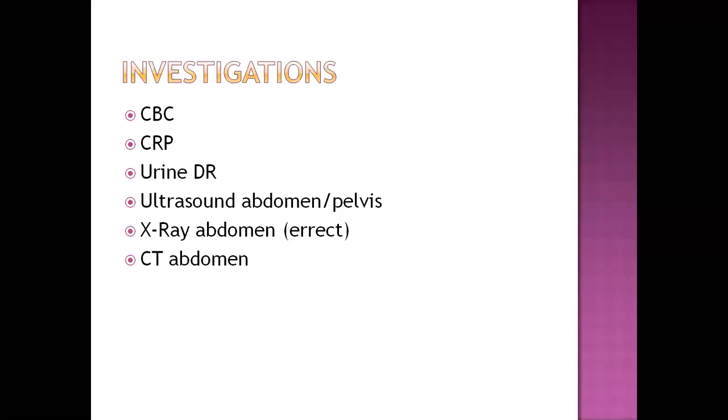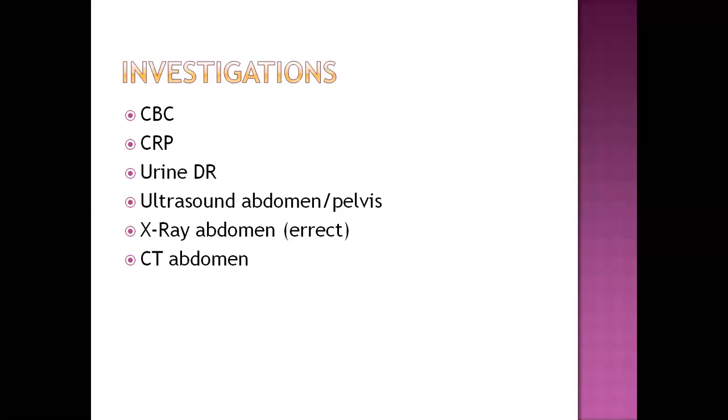Urine D/R is performed to differentiate from ureteric disease or UTI, and there is some hematuria or pyuria when the appendix lies close to the ureter. Ultrasound of the abdomen and pelvis is somewhat sensitive, 70-80%. It is sensitive and specific, and gives diagnostic addition or confirmation of our diagnosis of appendicitis, and differentiates from the other differential diagnoses.